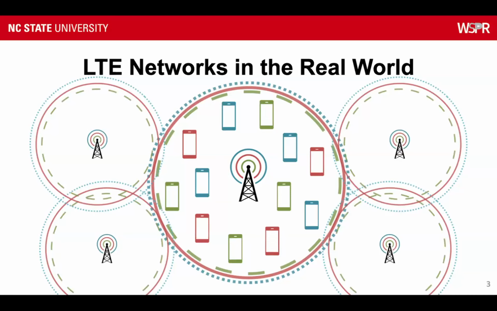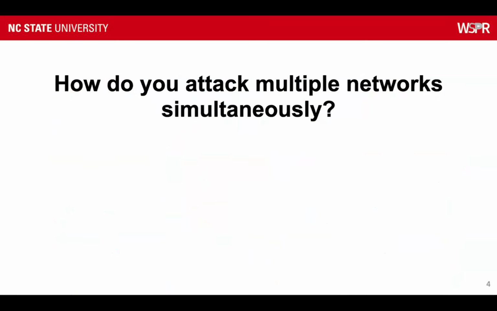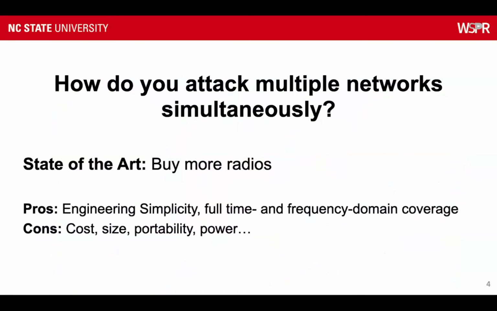So in this work, we're going to talk about how we monitor all of these networks simultaneously versus just doing one network. How can we do this? Well, one option is you can just buy more radios. There are a couple of pros here. It is simple to engineer and you get full-time and frequency domain coverage. However, there are a couple of issues with this, particularly cost. It is difficult for a research lab to purchase enough radios to be able to monitor 10, 20, or even 30 networks within an area. And worse off, powerful adversaries are not cost sensitive, which leaves research labs effectively outgunned.